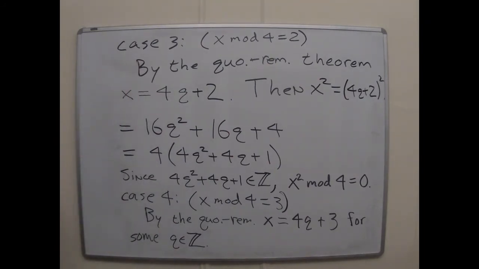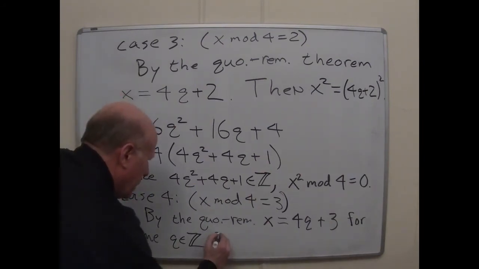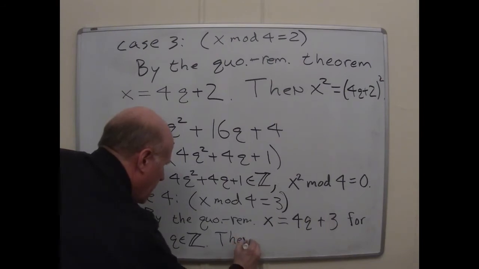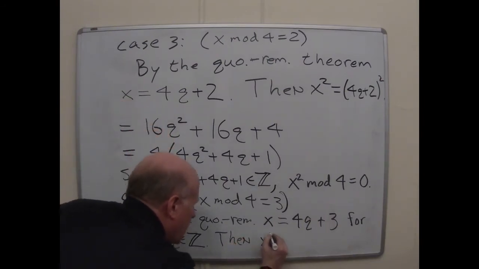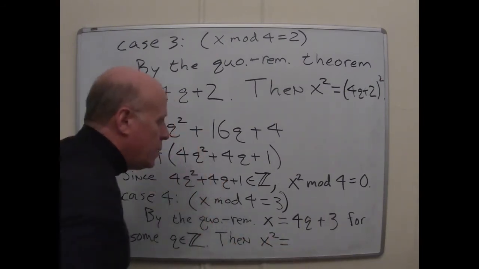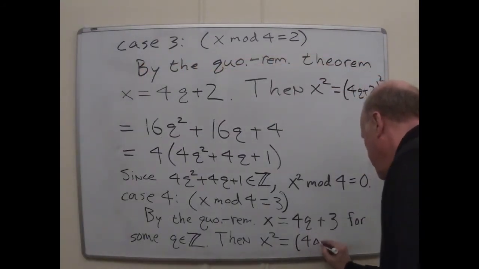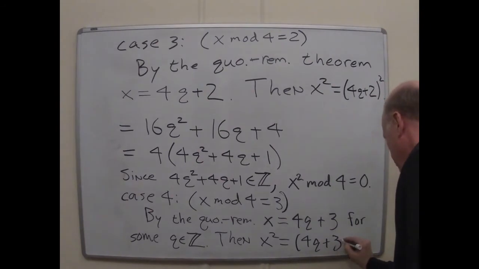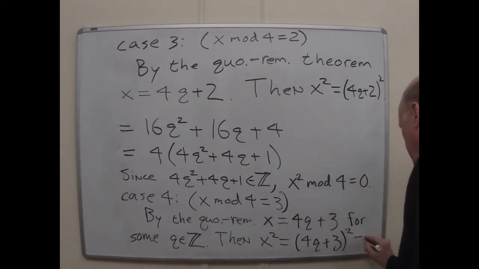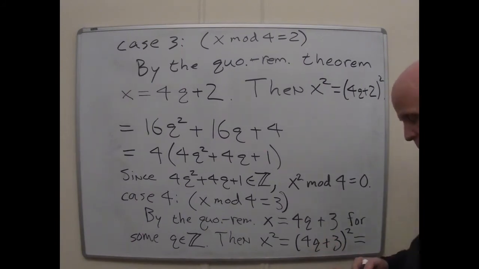Well, I guess there's room to squeeze a little bit more in at the bottom of my board here. The next thing is, like in all the previous cases, we're going to now look at x squared. So then x squared is, well, it's 4q plus 3 squared. And this is the hairiest of the FOIL rule things we're going to have to work out.